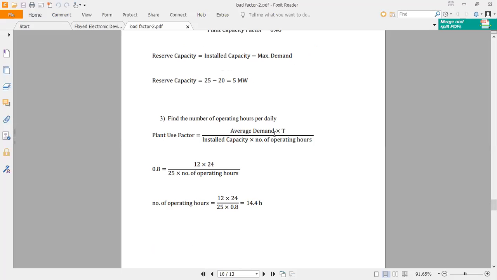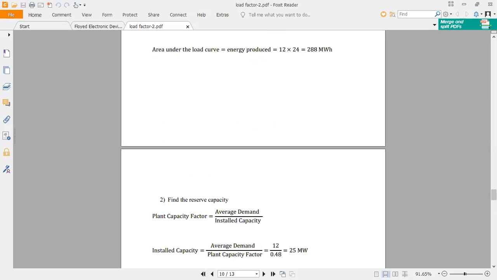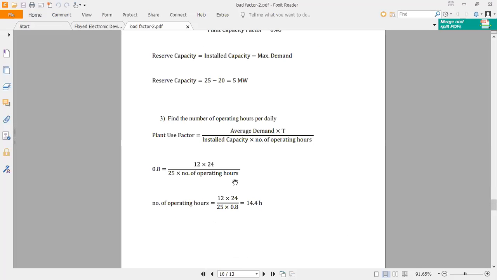Average demand is 12 megawatt, and the time we have to find is the daily time, 24 hours, so we mention 24. Installed capacity we already found is 25, from part 2. So we are using it in part 3: 12 into, sorry, 25 into number of operating hours. These are the number of operating hours.